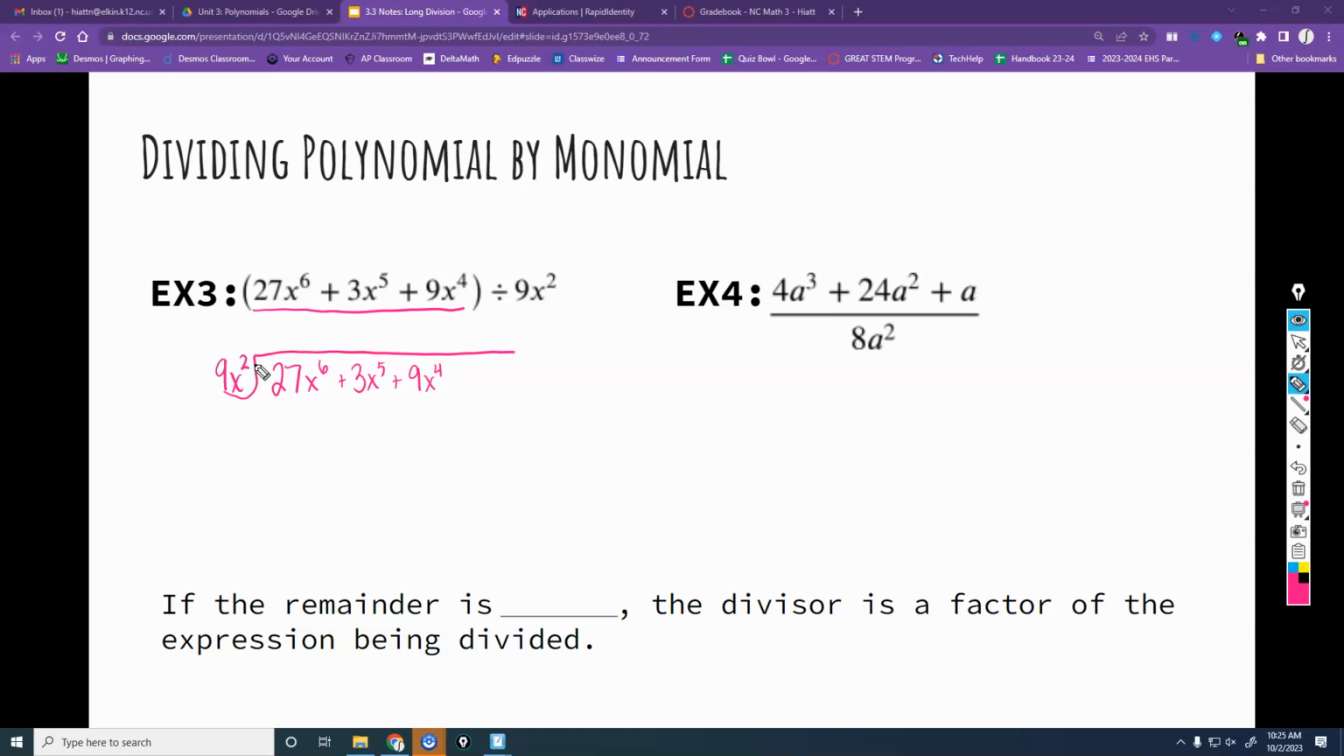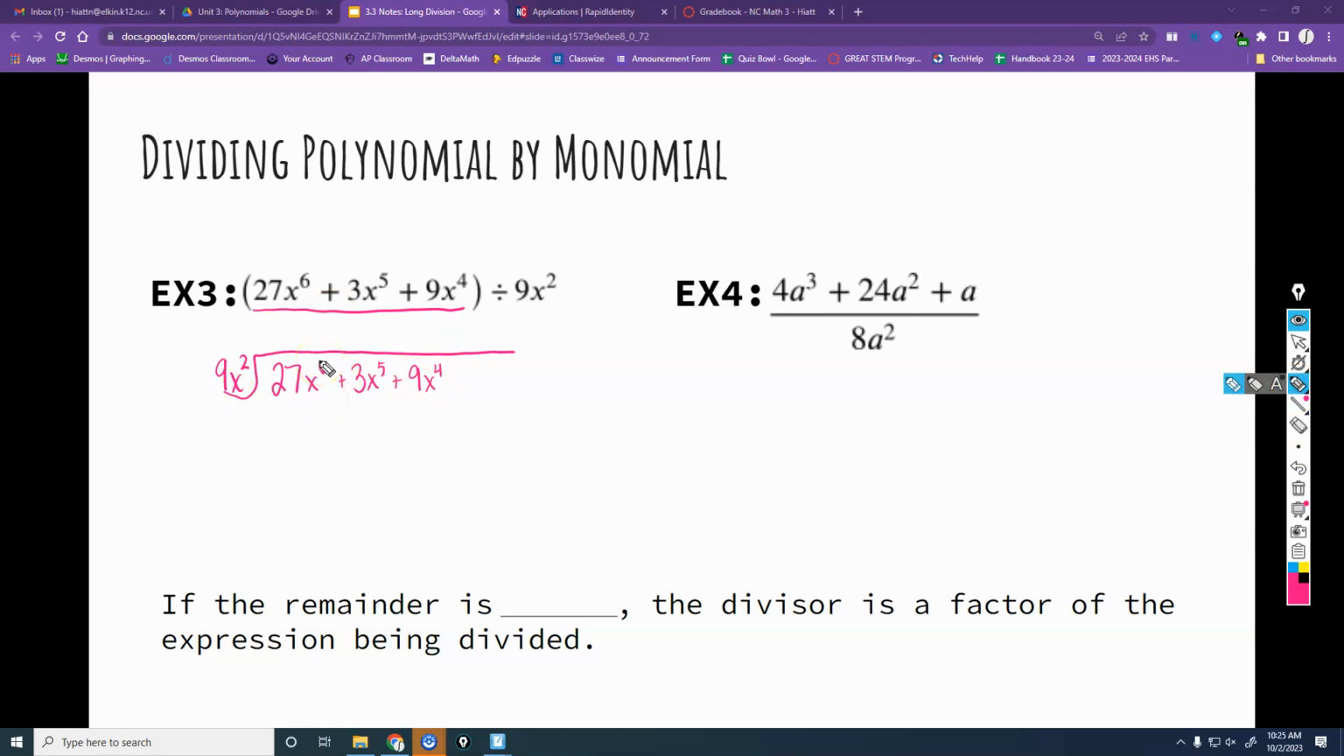Okay, so here is what we are going to do. It's the same process as regular long division. We have to ask ourselves, how many times will 9x squared go into 27x to the fourth? So the numbers, how many times does 9 go into 27? 3. Okay? Oh wait, I'm writing this in the wrong spot. But let's think about the x's, right?